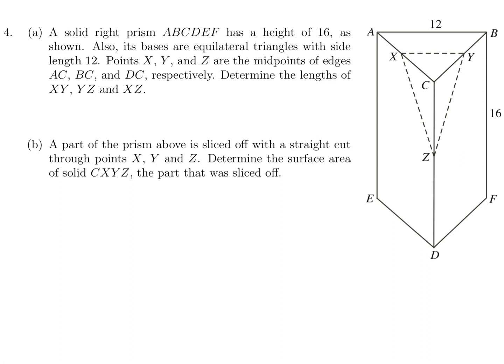For a solid right prism ABCDEF has a height of 16. Its bases are equilateral triangles, side lengths 12. X, Y, Z are midpoints of AC, BC, and DC. Determine the lengths of XY, YZ, and XZ.